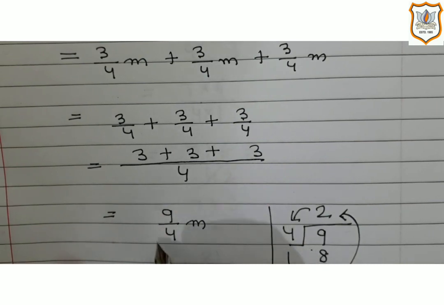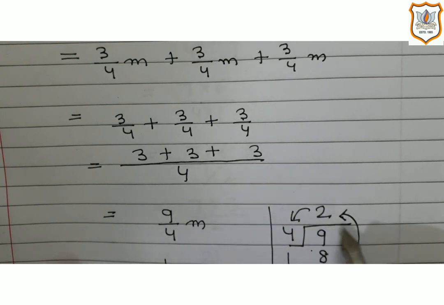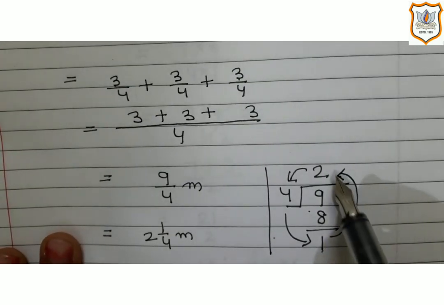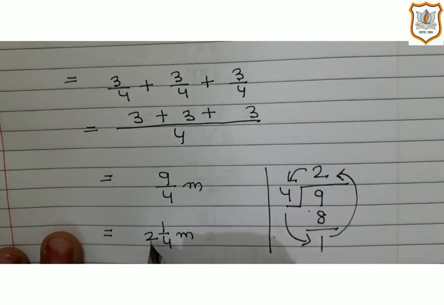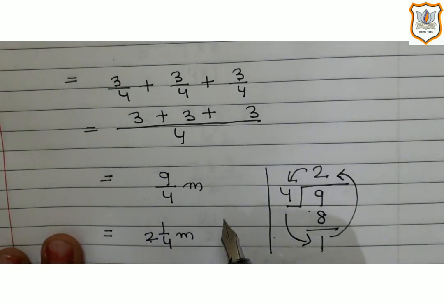Now this 9/4 meter is an improper fraction. We will convert this improper fraction into a mixed fraction by dividing 9 by 4. So we will divide 9 by 4. 4 2s are 8. Our remainder is 1. We will move these numbers anti-clockwise and our mixed number will be 2 integer 1/4 meter. So we can say that the distance between the first and last sapling is 2 integer 1/4 meter.